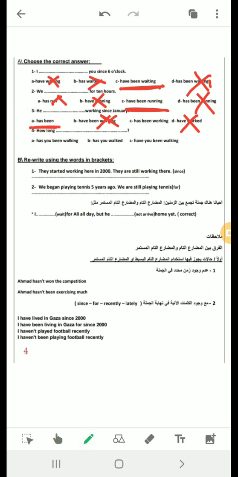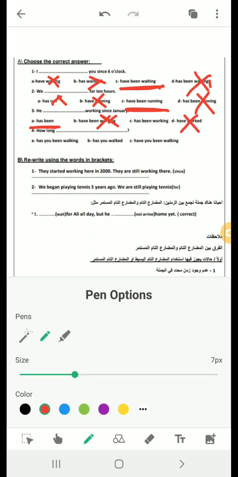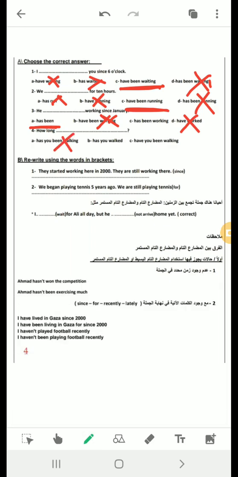How long has you been walking? Has you walked? Have you been walking? You, so has, false. Has also false, so the answer have you been walking.